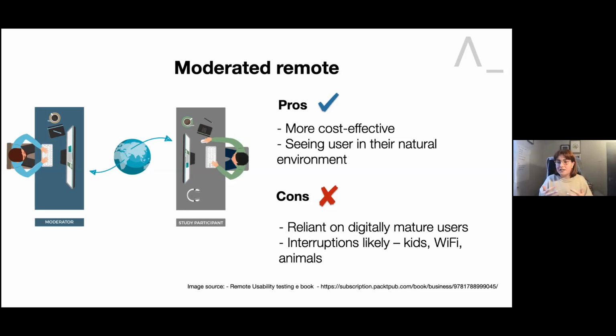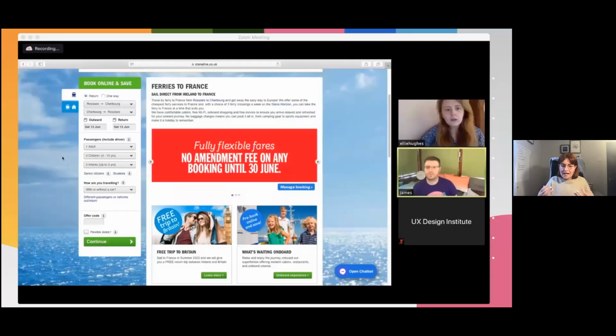But what we have seen with moderated remote testing is that it can have an impact on time and people's concentration levels. So it's just something to bear in mind when creating your plans, really. And we actually have a very short video here of a remote moderated usability test. There are two things that I want to pick up on in this test, but I'll play the video first, and hopefully it works okay.